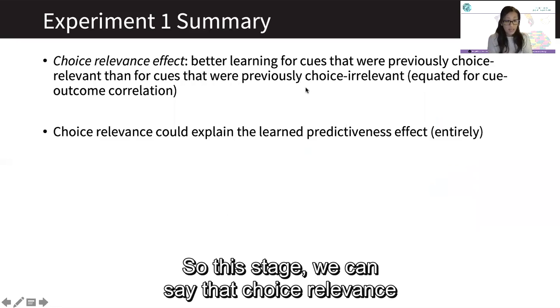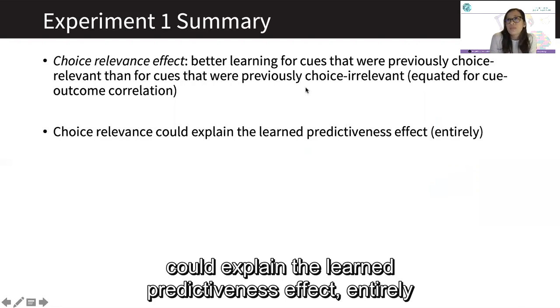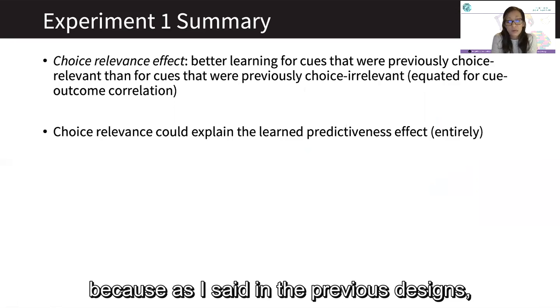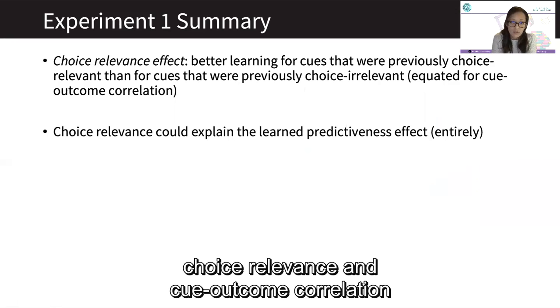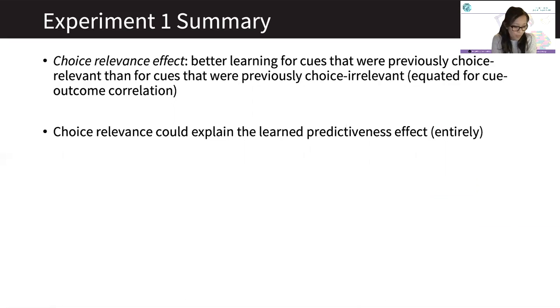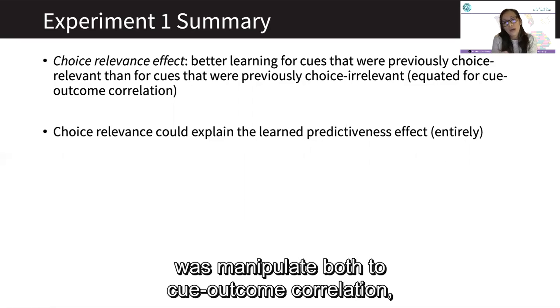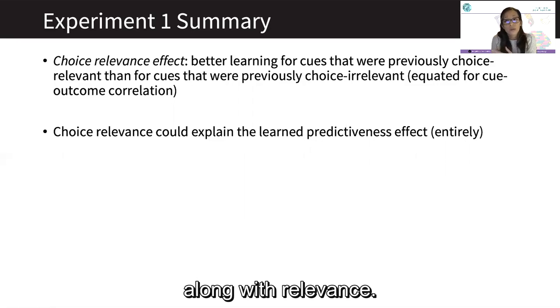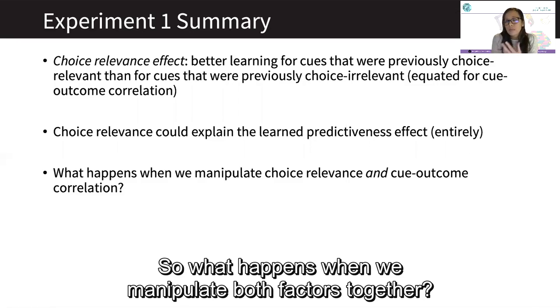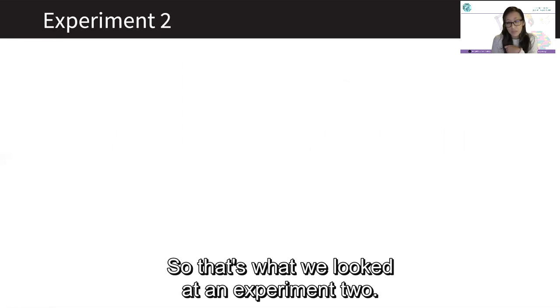At this stage, we can say that choice relevance could explain the learned predictiveness effect entirely, because as I said, in the previous designs, choice relevance and cue outcome correlation were confounded. However, what we didn't do in this experiment was manipulate both cue outcome correlation along with relevance. So what happens when we manipulate both factors together? That's what we looked at in experiment 2.